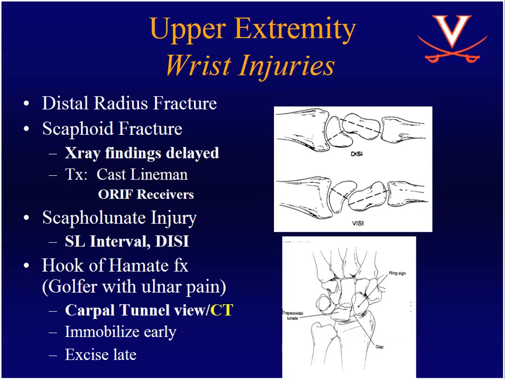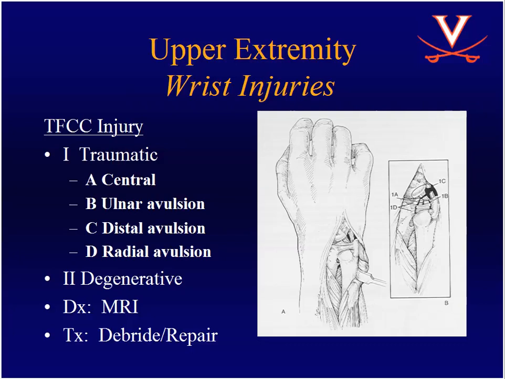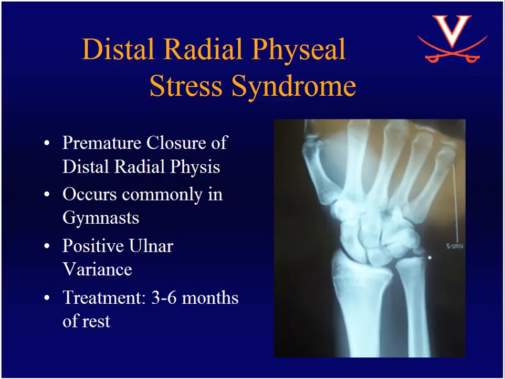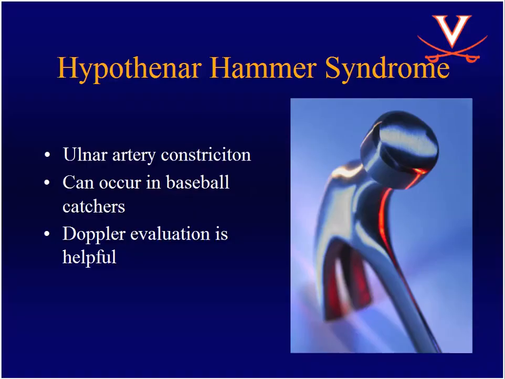What you do with that is you can take it out if you see it late. TFCC injuries, I'm sure, are also covered by hand: debride or repair if possible. Gymnasts can get this weird distal radial physeal stress syndrome. It occurs from overdoing it, and so the treatment is to rest. Hypothenar hammer syndrome occurs in carpenters and in baseball catchers. It has to do with claudication of the ulnar artery. And again, symptomatic treatment is usually best.